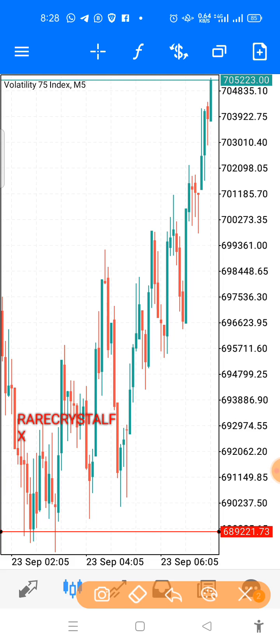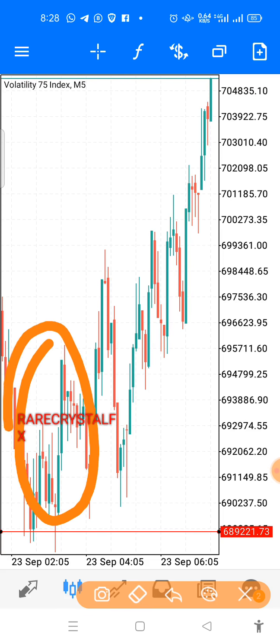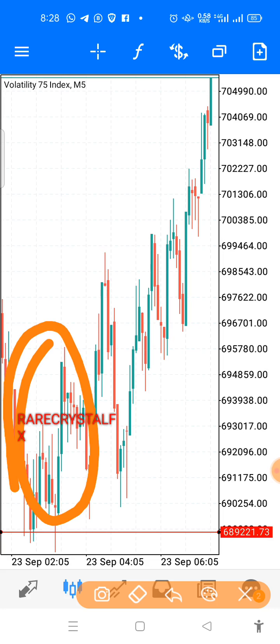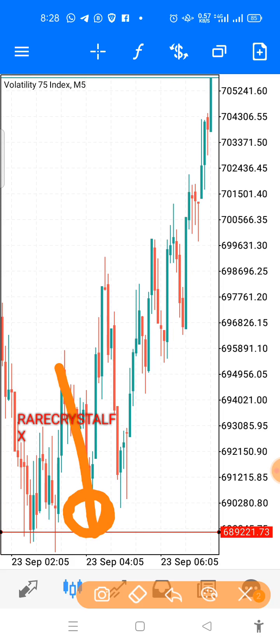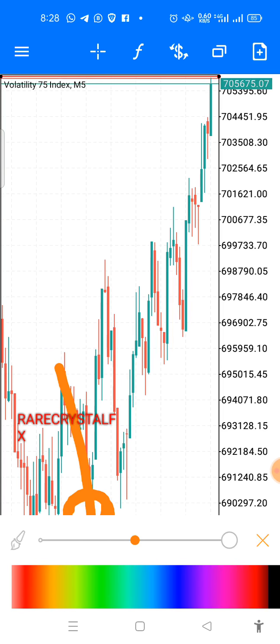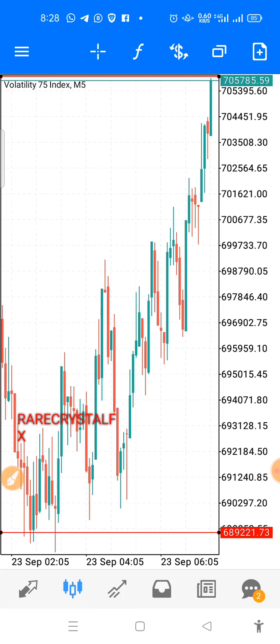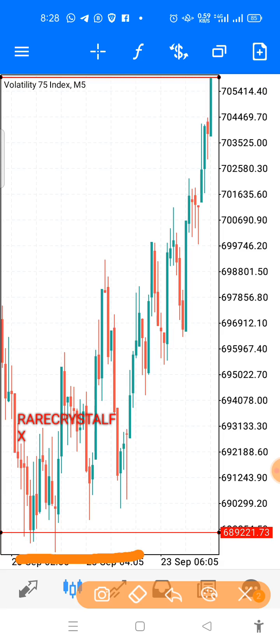Now the moment you are able to spot that the buyers are in control, you can see that buying pressure has increased, then you wait for the market to pull back. Then when the market pulls back, you make your entry. By making that entry, your stop loss will be very tight. You will be able to set your stop loss below here and actually ride with that type of market.